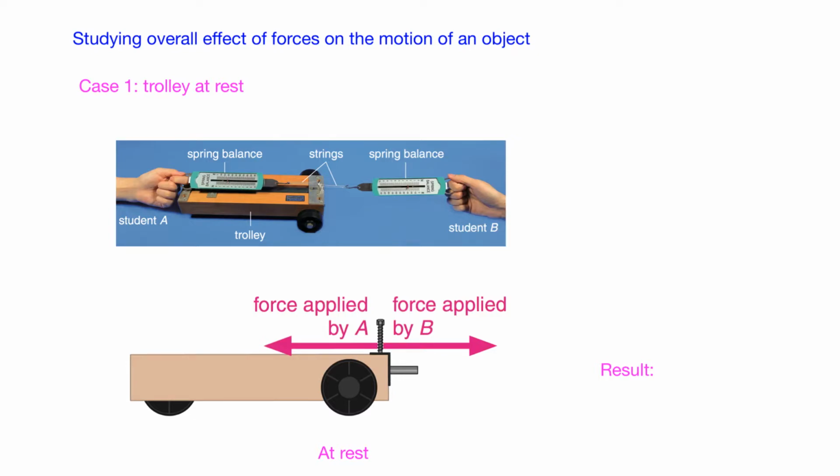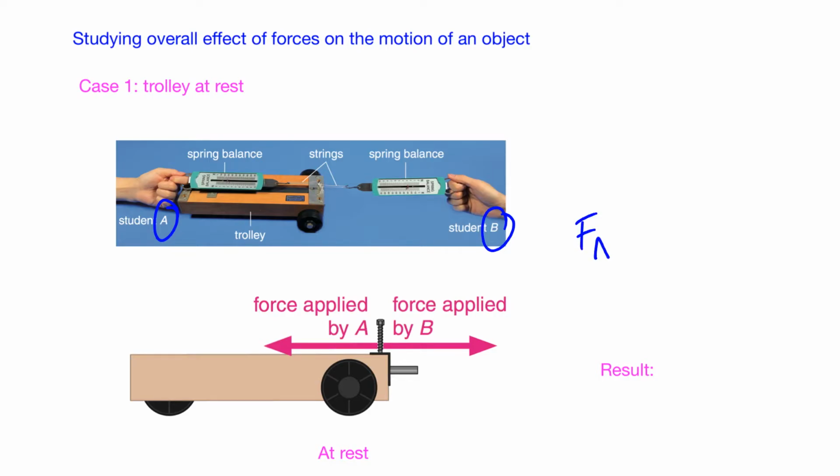So now I have a look at the effect of the forces on the motion of an object. In the following, I'm going to separate them into 4 cases, and in each case the trolley will have a different status. In case 1, we are talking about a trolley at rest, that means not moving at all. And then suddenly, student A and student B apply a force at the same time on this trolley.